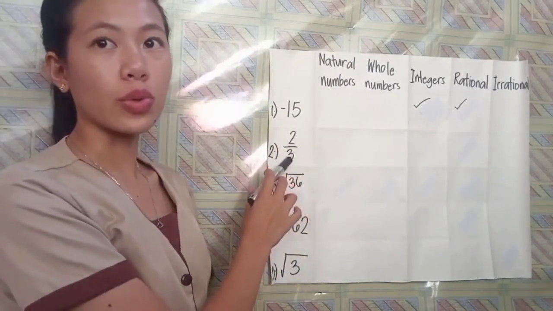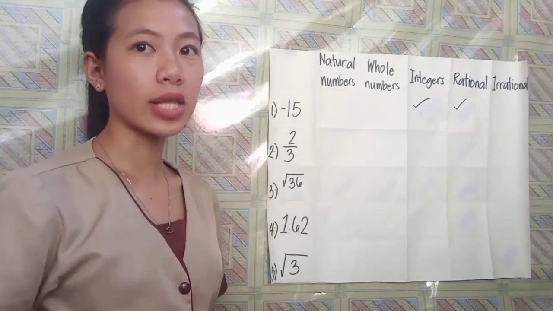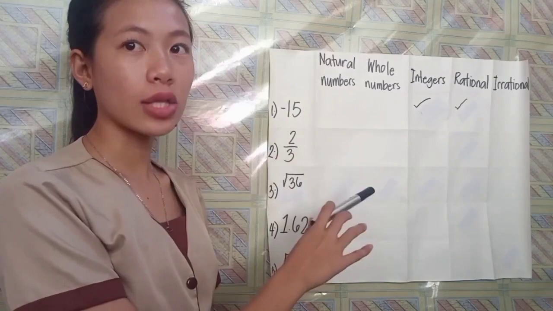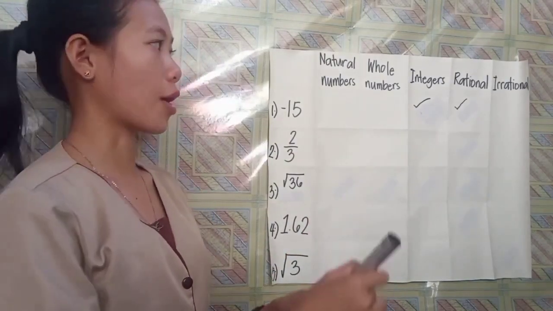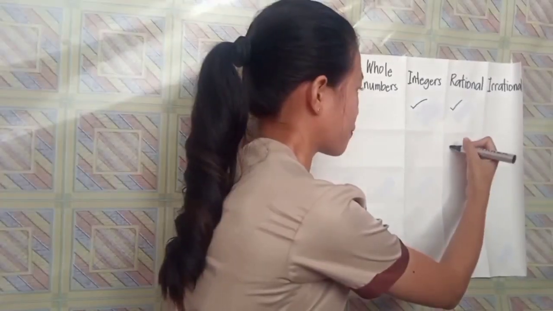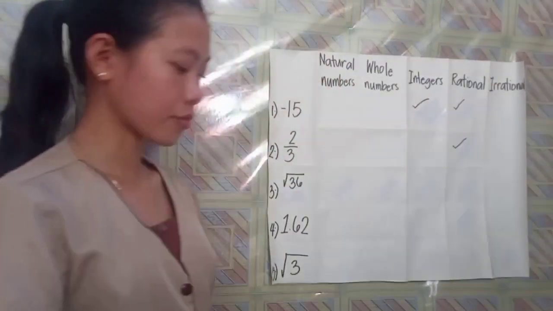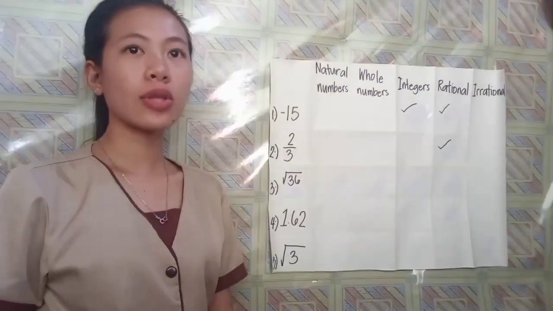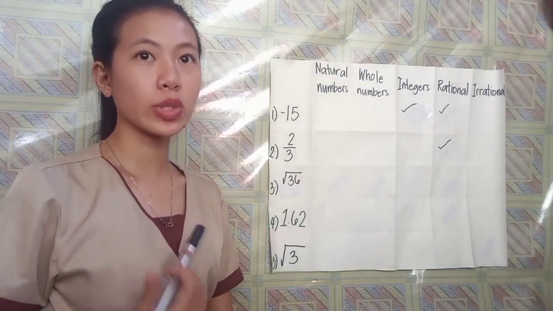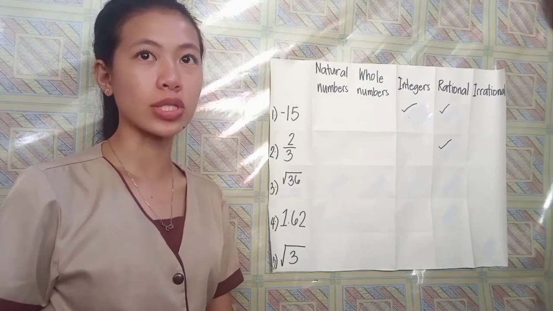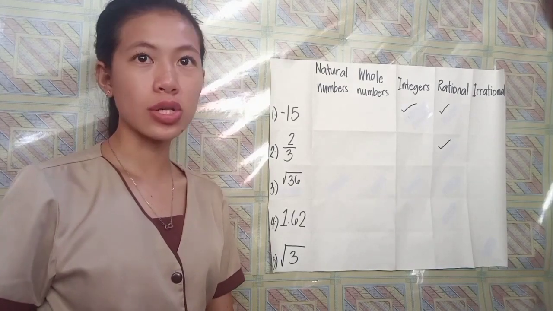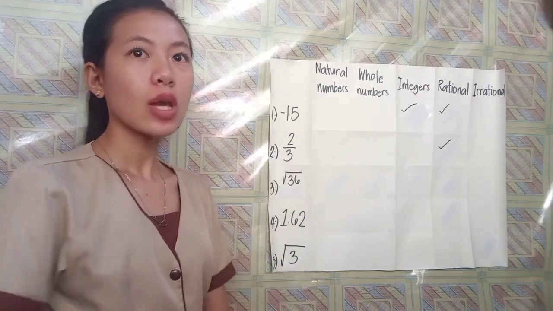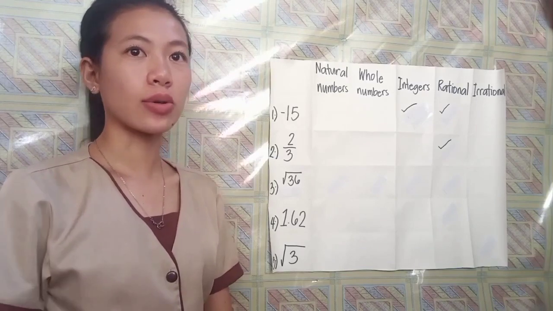How about 2/3? 2/3 is not a natural number, not a whole number, not an integer, but a rational number. Why is 2/3 a rational number? Rational numbers are numbers that can be expressed as a fraction of integers. We have 2/3, so we consider 2/3 as rational.